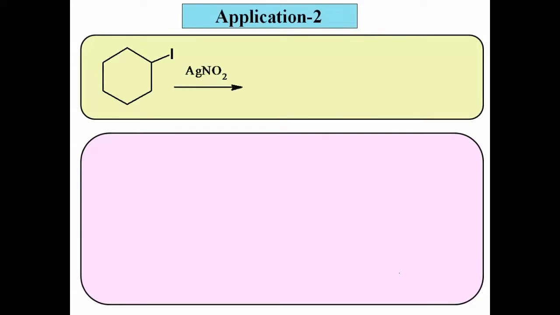When this iodocyclohexane is treated with AgNO2, what should be the expected product? Here iodine should be replaced by the NO2 group, and we should get nitrocyclohexane. This is the expected product. But along with that expected product, we get one more compound for the same reaction.